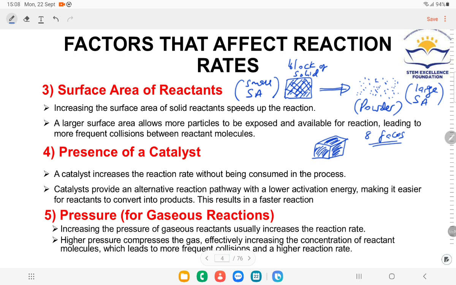But now if you break it down into a powder, if you crush or grind it into a powder, then this powder makes sure that more particles are exposed and available for reactions, which means you have more frequent collisions between reactant molecules. Okay, perfect.